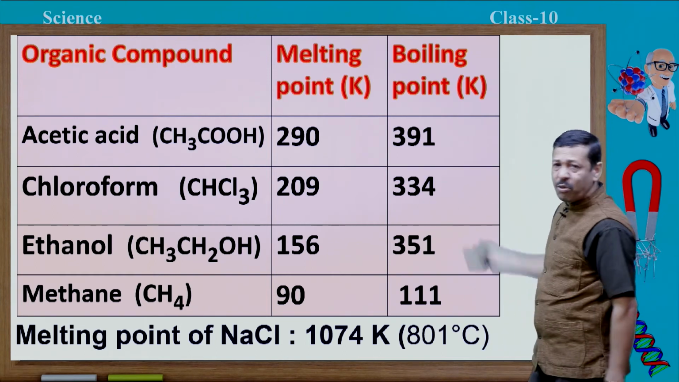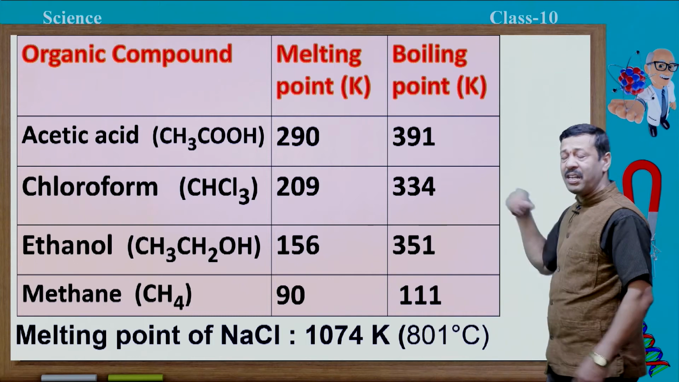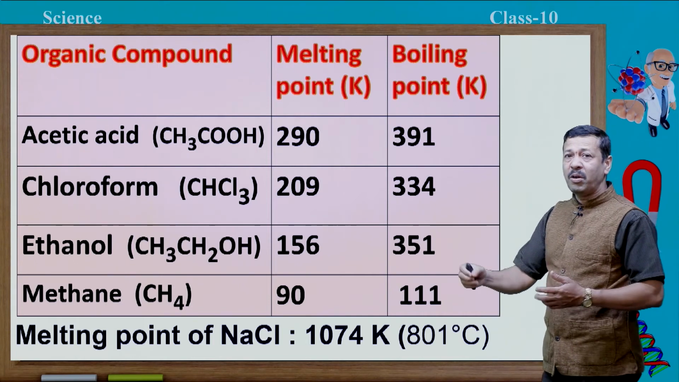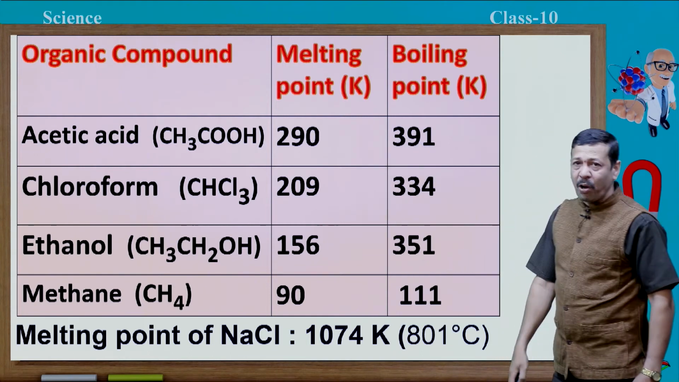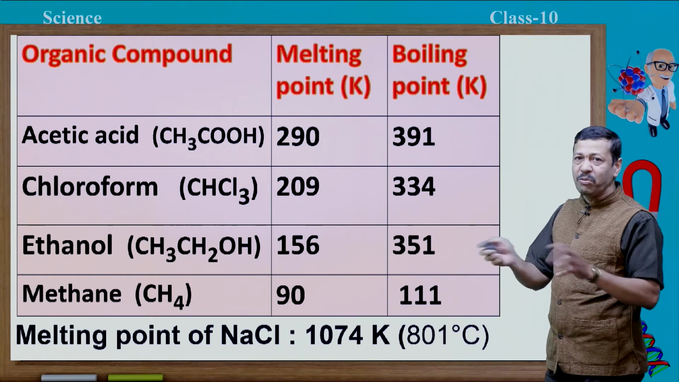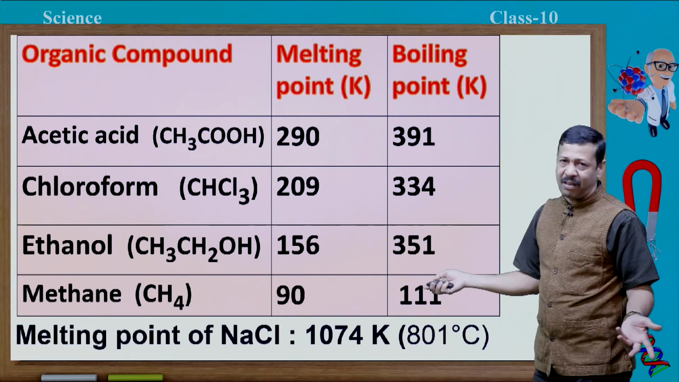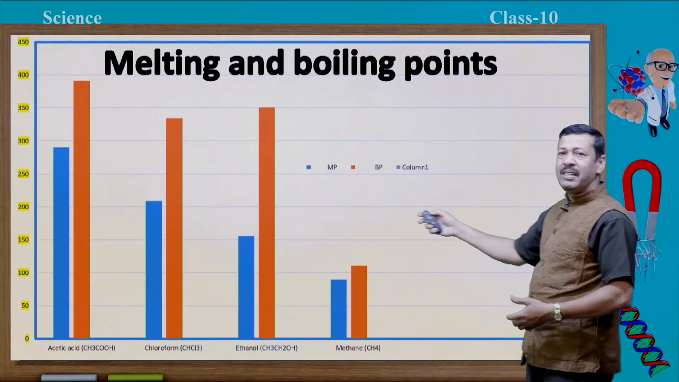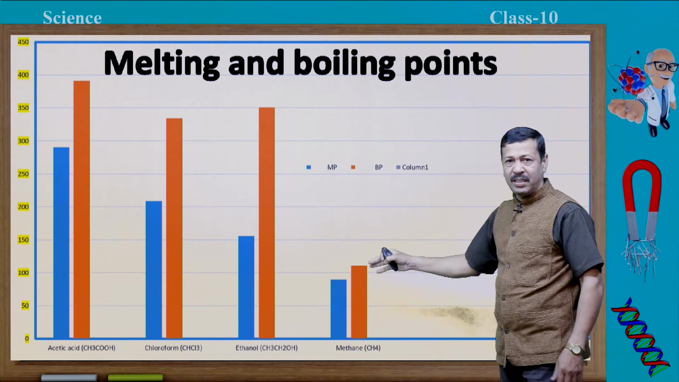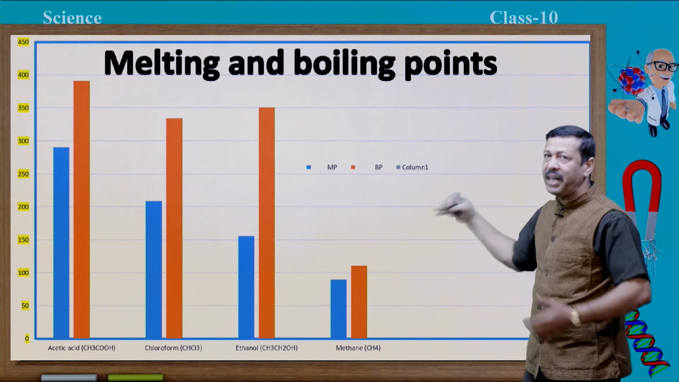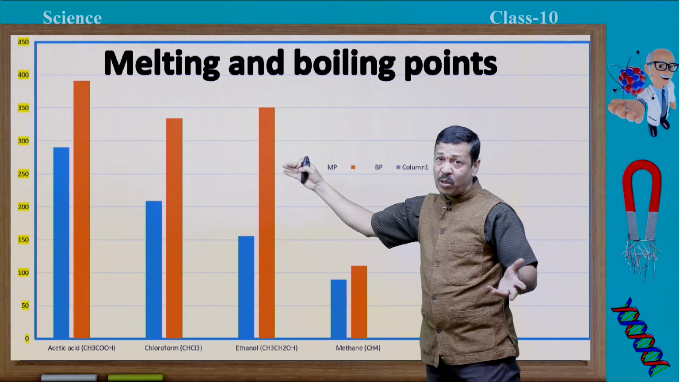Let us compare sodium chloride, whose melting point is 1074 Kelvin or 801 degrees Celsius. Much higher. What is the inference? Yes, organic molecules have lower melting points because the intermolecular force of attraction between the molecules is weak, so small energy is sufficient to break it, right? Now see this chart. Here you are seeing methane which has the least. This is a hydrocarbon having only hydrogen and carbon, while the others have hydrogen, carbon, oxygen and chlorine also.